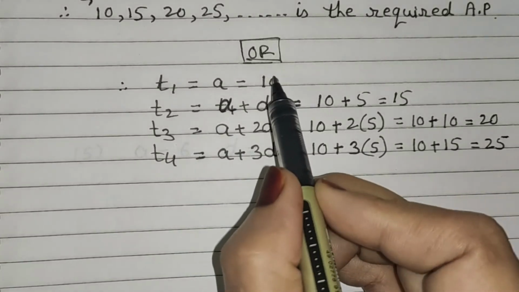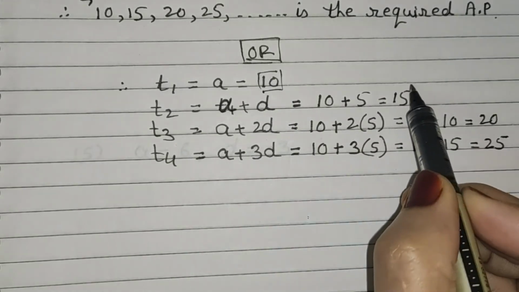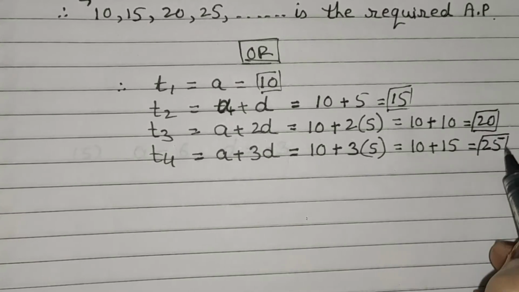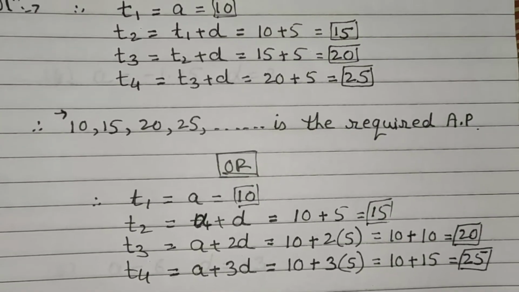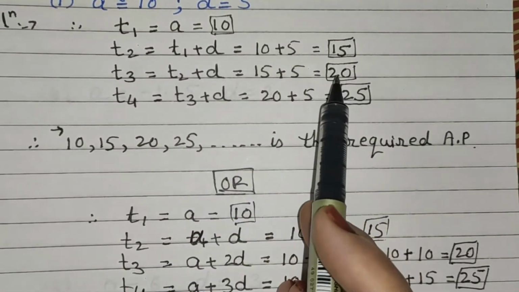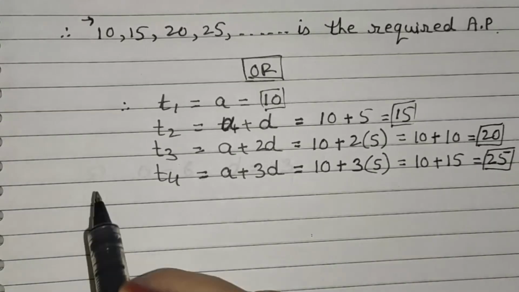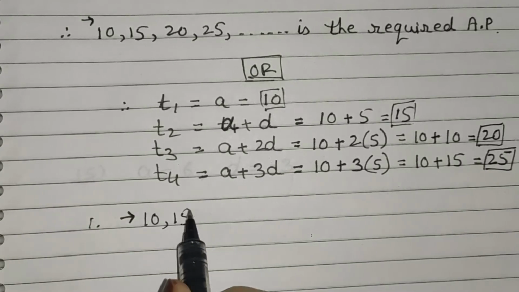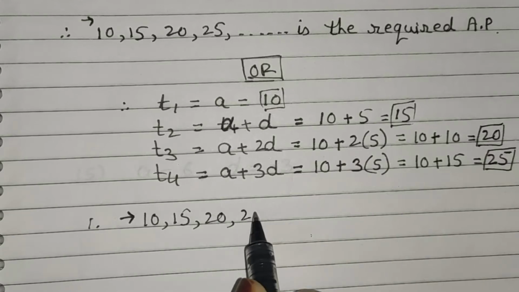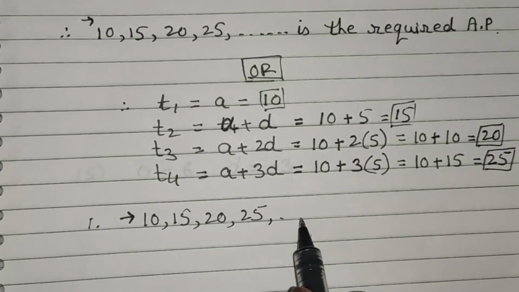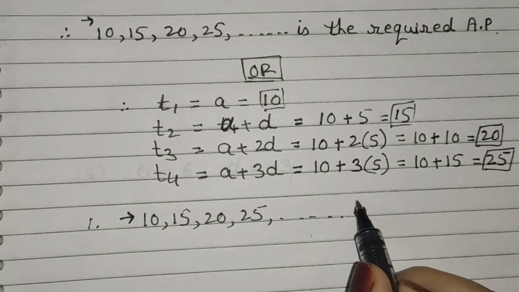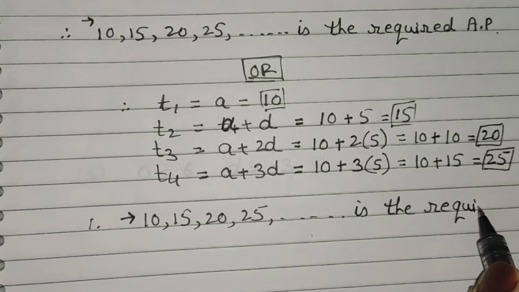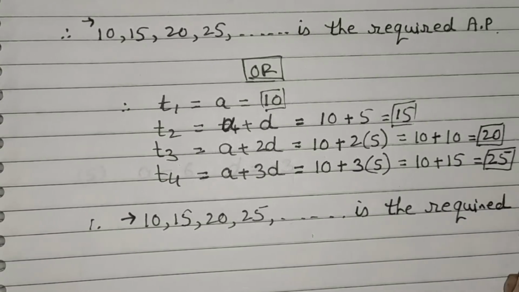Now look at this. The value of T1 is 10, T2 is 15, T3 is 20 and T4 is 25. It is same as the previous one, 10, 15, 20 and 25. Therefore, write down the answer here. Therefore 10, 15, 20, 25 and so on is the required AP.